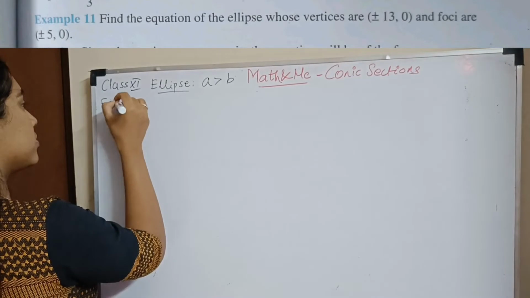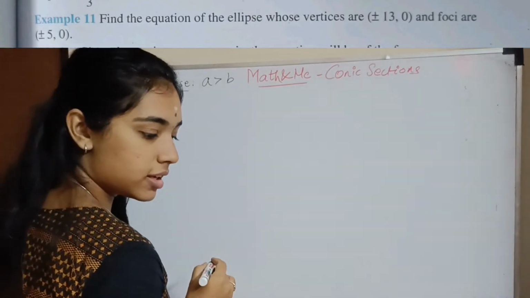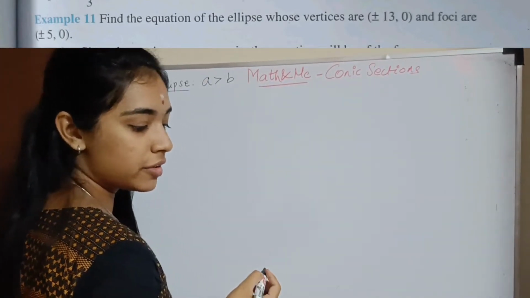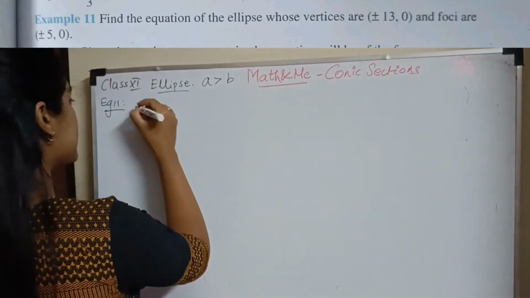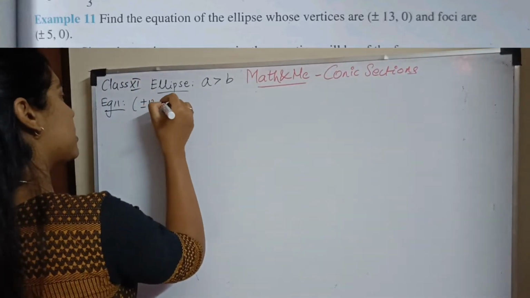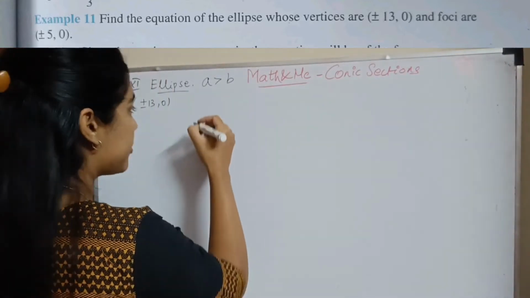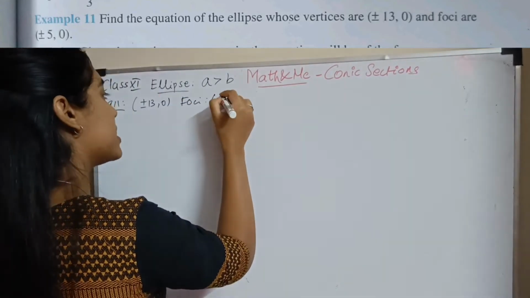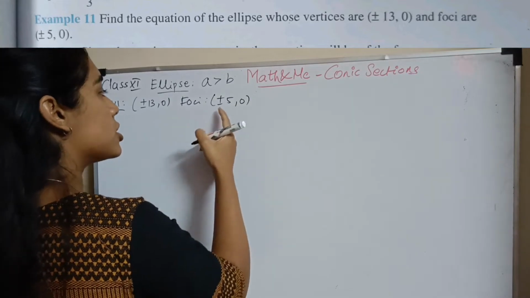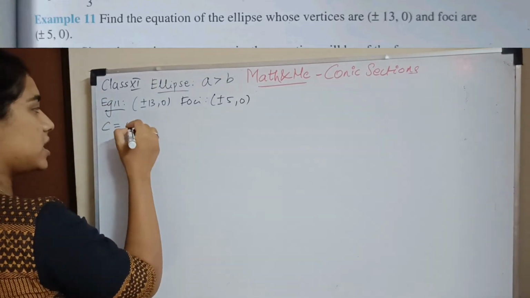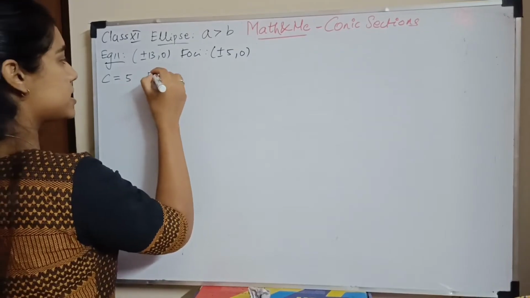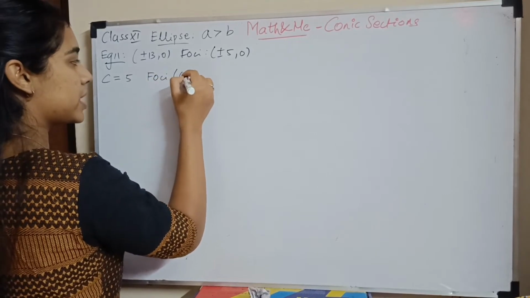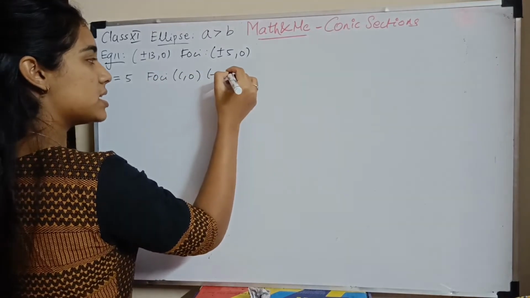Example 11. You are given the vertices and the foci, and you need to find the equation of the ellipse. The vertices are plus or minus 13, 0, and my foci are plus or minus 5, 0. So we know that the value of C is 5. Your foci are C, 0 and minus C, 0.